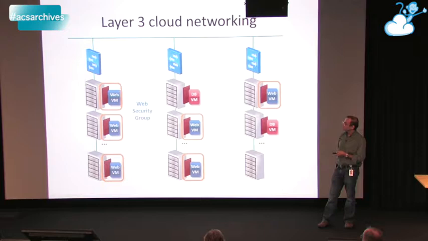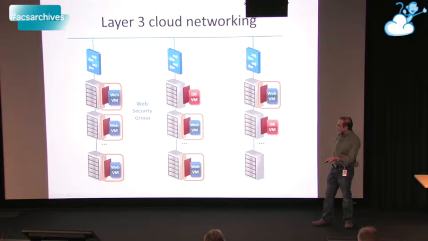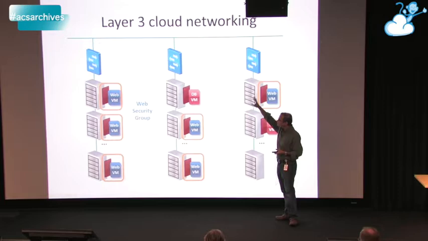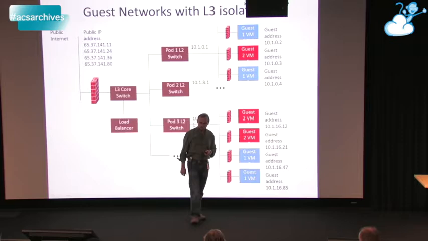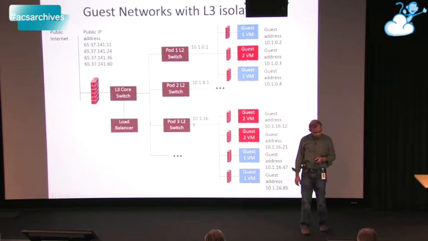And I think I just want to clarify something that Pete said. When this web VM talks to the internet, it's through the core switch. There's no virtual router involved. It can either go through the load balancer or the L3 core switch. There's no virtual machine involved there to intercept the traffic. It does go through the host-based firewall.